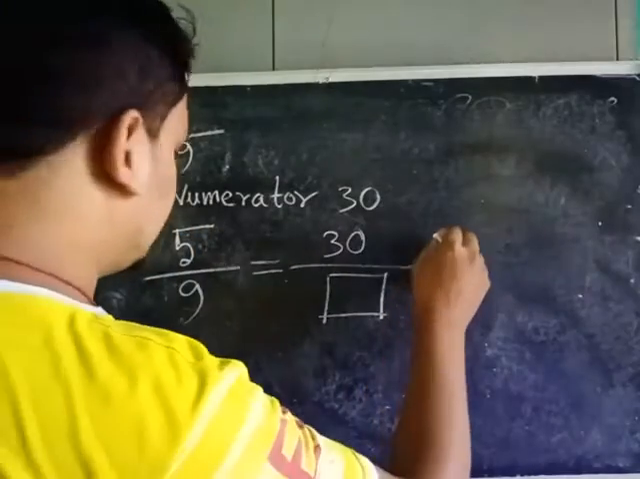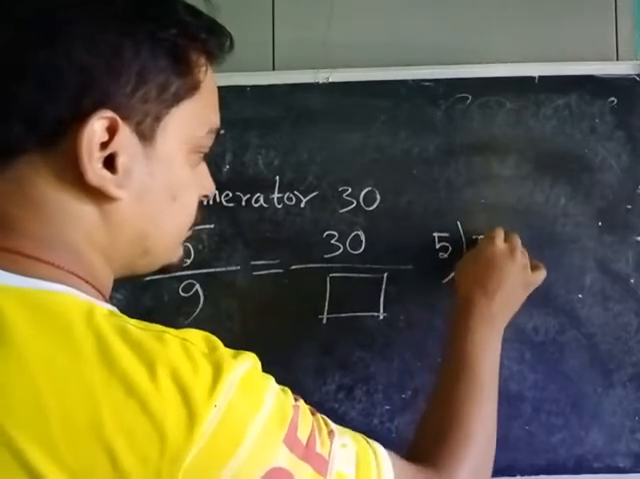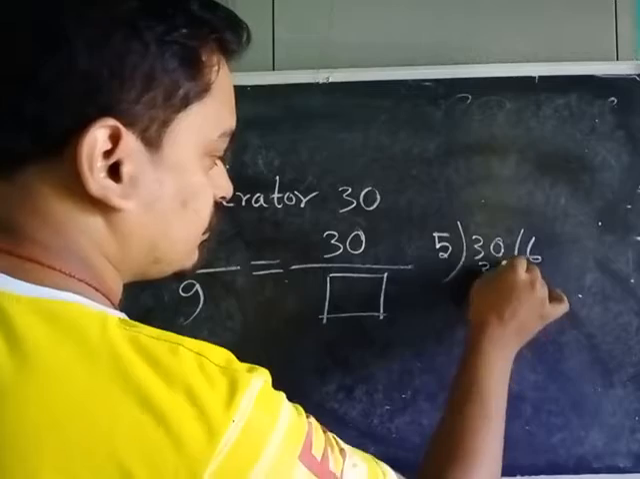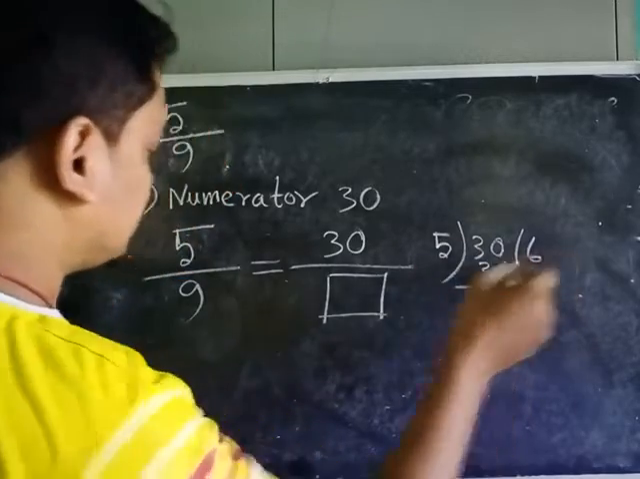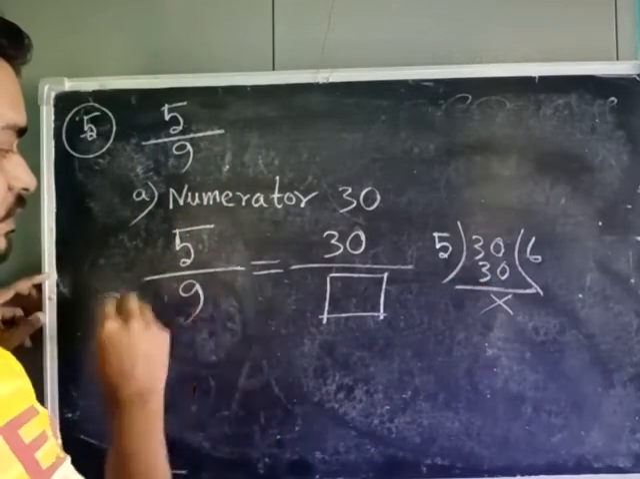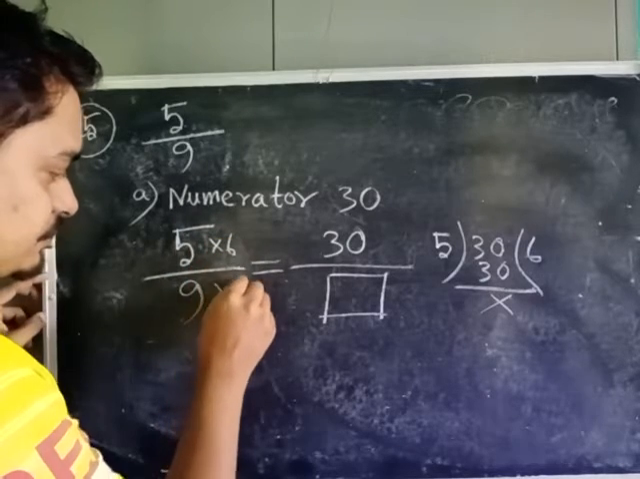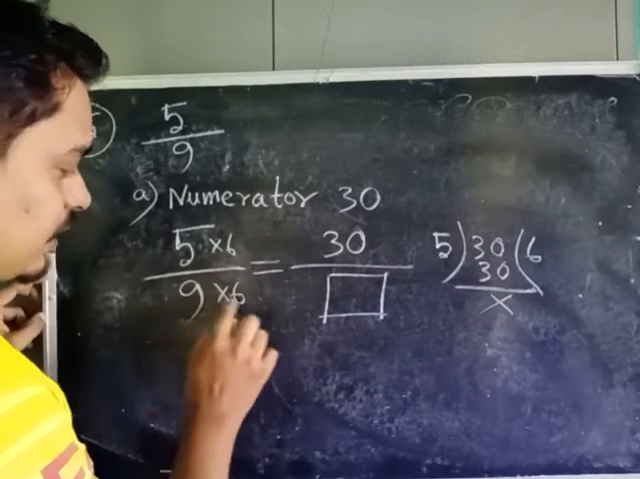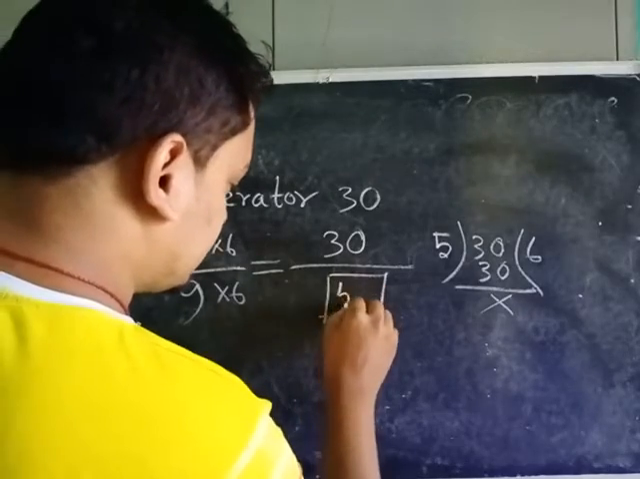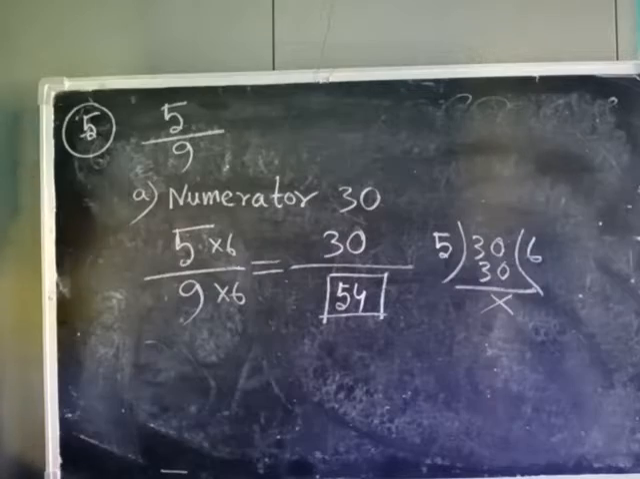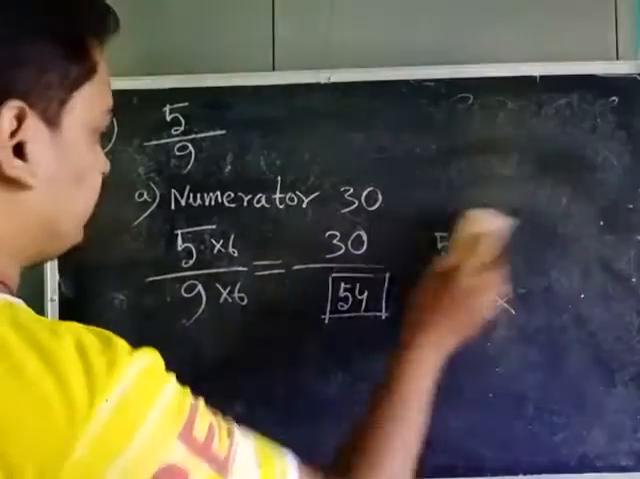So let us divide. If we divide, what will we have? We have 6. So if we multiply by 6, what will we get? 5 sixes are 30 and 9 sixes are 54. Then, another question.